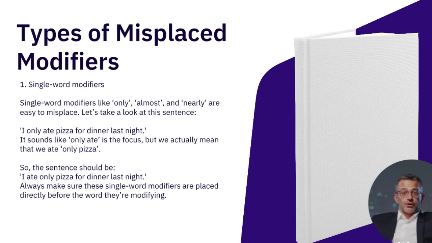1. Single word modifiers. Single word modifiers like only, almost, and nearly are easy to misplace. Let's take a look at this sentence. I only ate pizza for dinner last night. It sounds like "only ate" is the focus, but we actually mean that we ate only pizza. So the sentence should be, I ate only pizza for dinner last night. Always make sure these single word modifiers are placed directly before the word they're modifying.